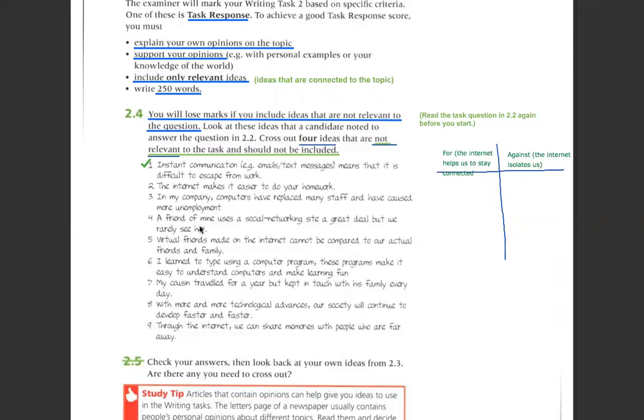So most of you have said 2. That's correct because it's got nothing to do with doing homework. And a lot of you said 3. Okay, that's also correct because we're not talking about computers here, so don't get confused. We're talking about the internet and staying connected.